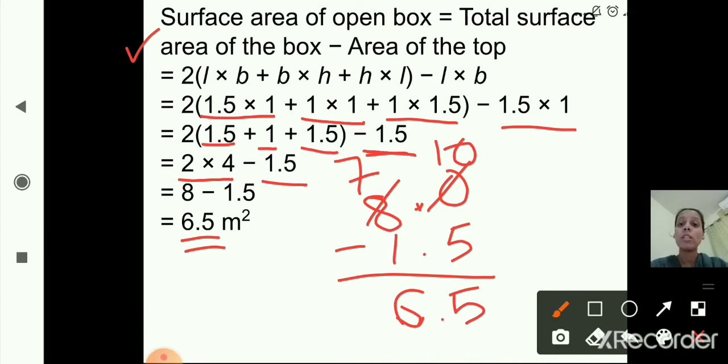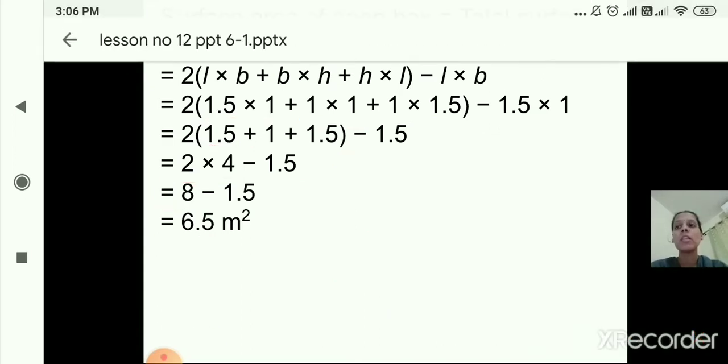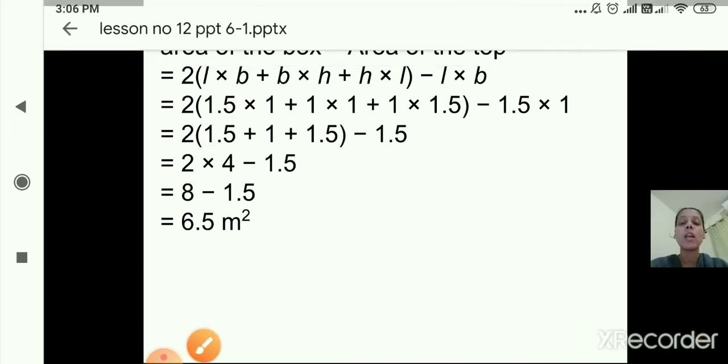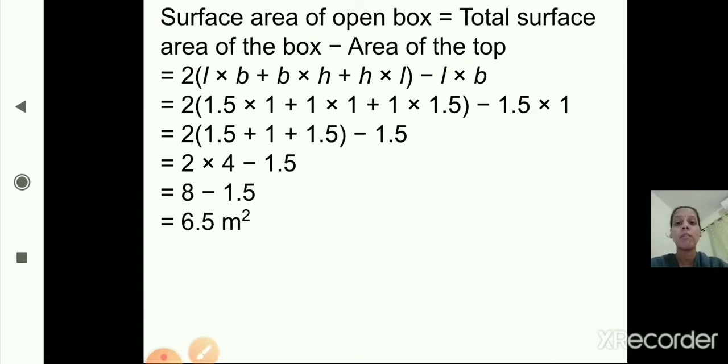Okay. And what is the total surface area of the box? Total surface area of the box is 8. But as we have to find out surface area of open box, so 8 minus 1.5. 1.5 is what? Area of the top part. Okay. So that is L into B. That is 1.5. So 8 minus 1.5 is 6.5 meter square. Okay. So this is surface area of open box. Now what is asked in the question? Once again we will see the question.